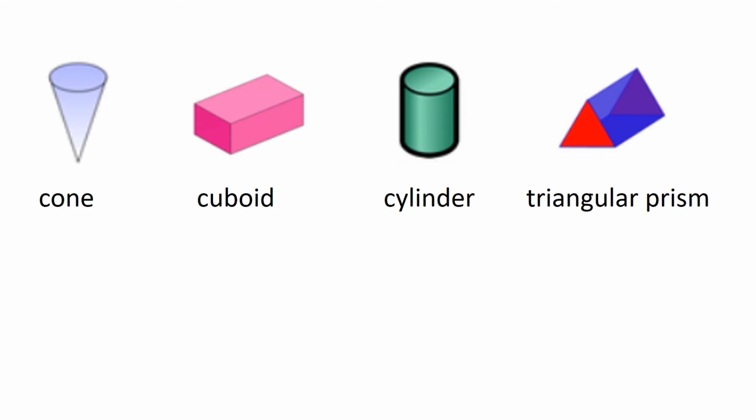Okay, hopefully we came up with this one here is a cone. This one here is a cuboid. This one here is a cylinder. And this one here is a triangular prism. Well done if you remembered all of those too.